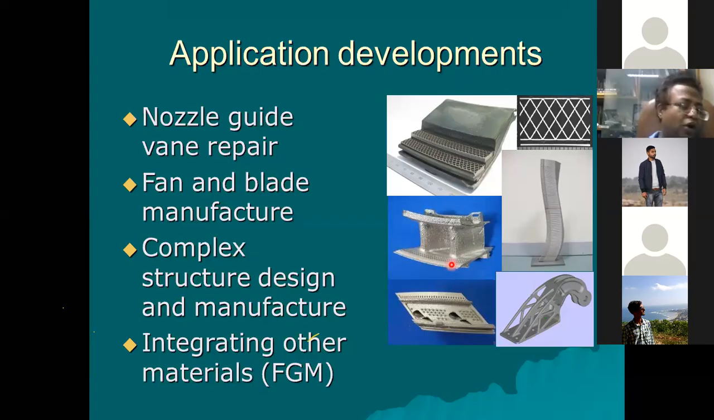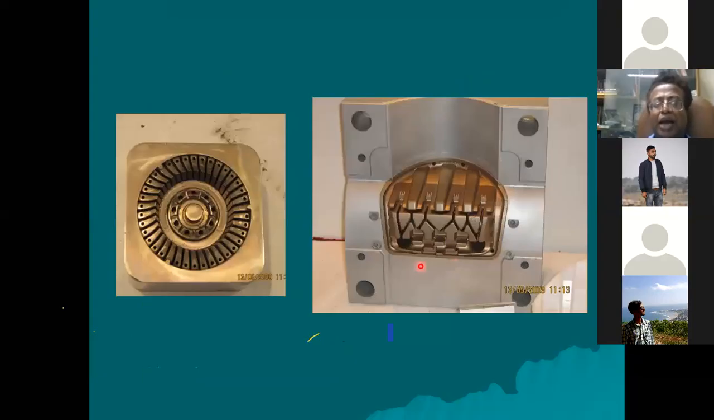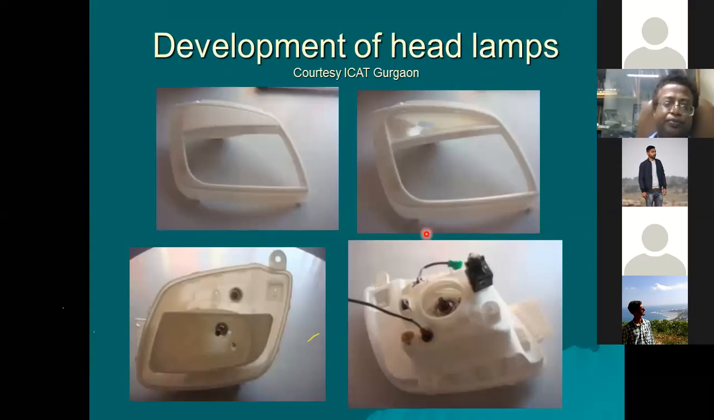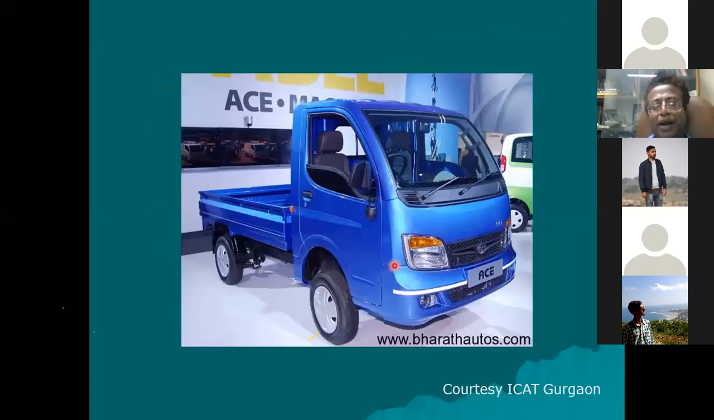So those cannot be done by any other process. That's the beauty here in 3D printing. You can see this is a die which has been developed using 3D printing. These are the plastic head lamps, which are actually kept in this particular vehicle here. So in this case, 3D printing is actually used as a manufacturing tool.